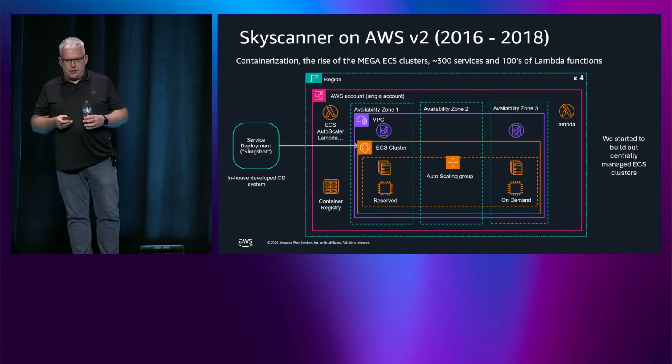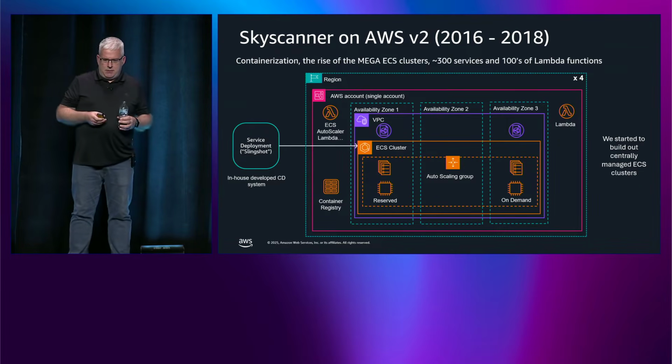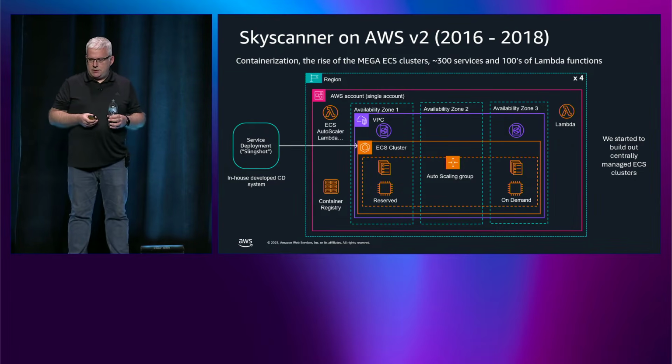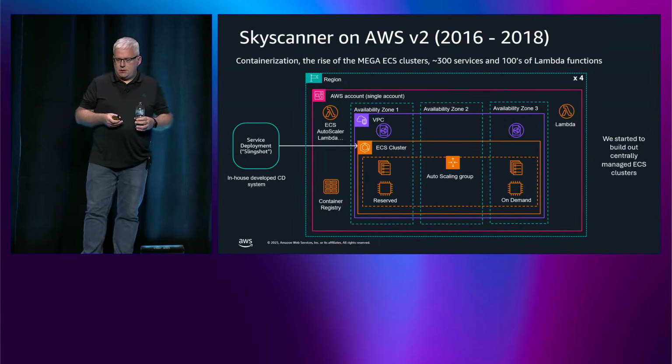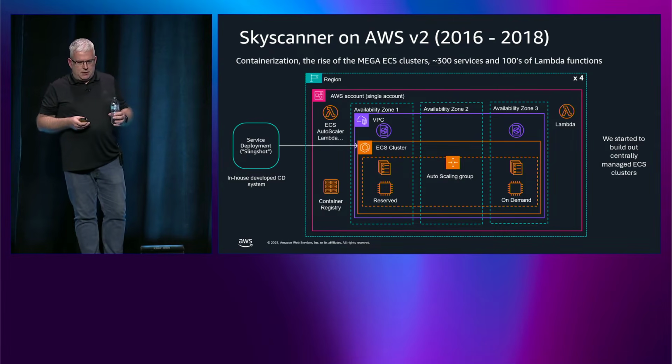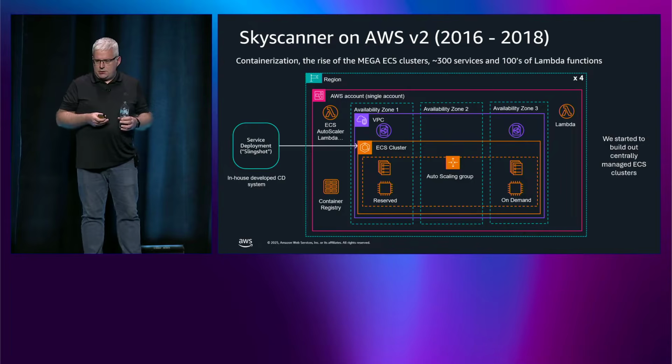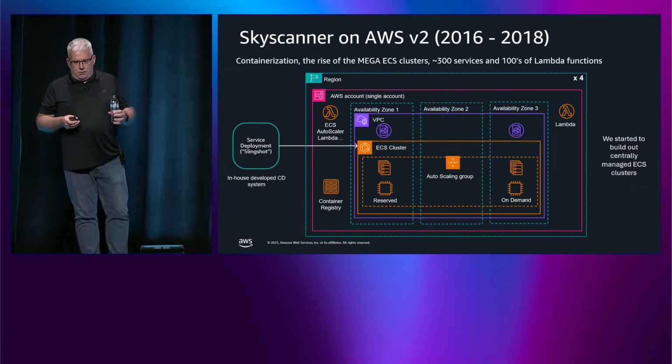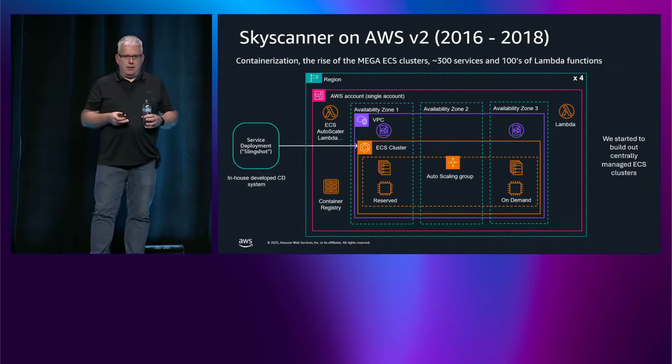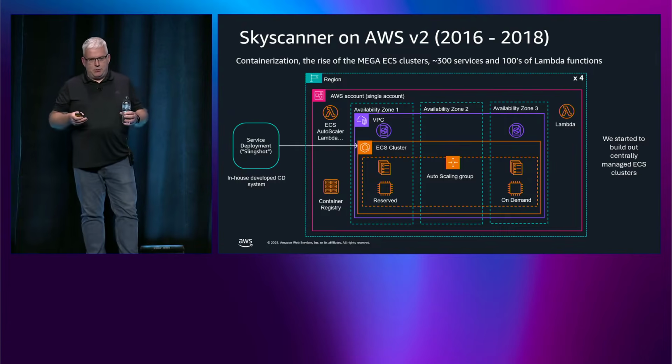So skipping forward to V2, containerization arrived. By about 2018, we had around 300 services deployed and hundreds of Lambda functions. The services were deployed onto centrally managed ECS clusters. Around this time, we built our own continuous deployment system called Slingshot, and that allowed us to scale up the number of deployments we were doing quite significantly. One problem with this architecture, though, this was pre-ALB, so every service had an ALB, and that proved to be quite costly. That was one of the downsides of this quite simple approach. Another lesson we learned here is that with a large number of microservices, you can get sprawl. A lot of complexity starts to come into your architecture.